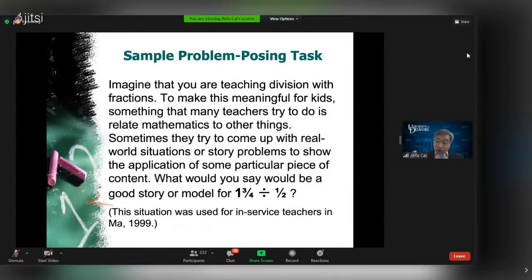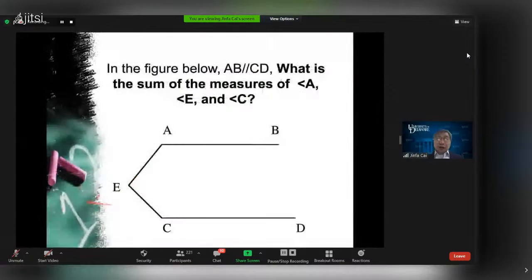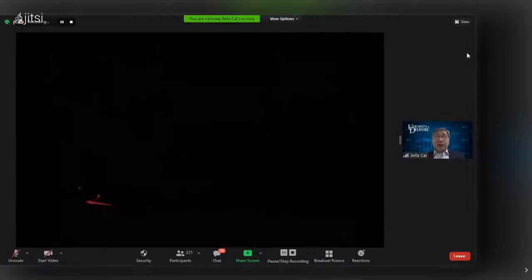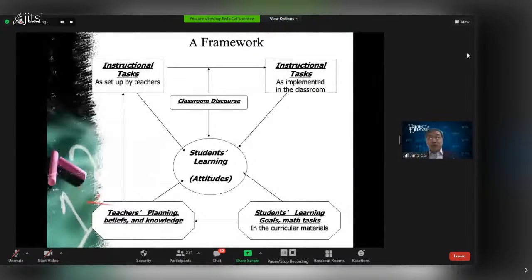Okay, so I'm going to go back a little bit, but those are the samples of the problem posing tasks. But then what I mean by using problem posing to teach mathematics, I will show you a little figure here. This diagram is the usual framework I use for dealing with research related to math education.